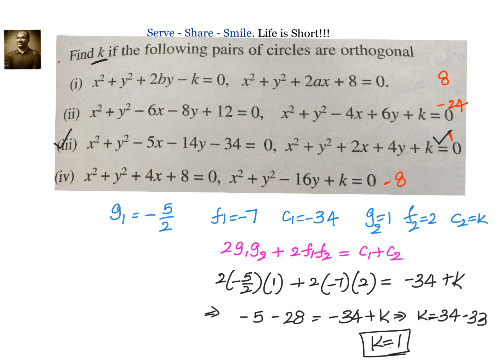In the next session, we will learn about the radical axis: what is the radical axis for two circles, and afterwards also briefly about the radical center. So that will be the next topic.